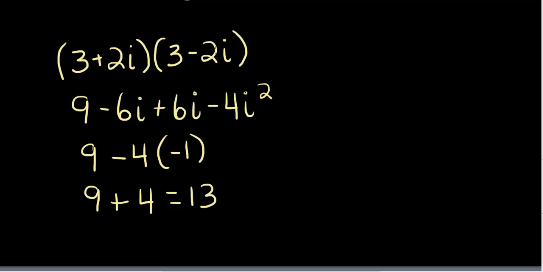If you can recognize this as a difference of two squares, then you can multiply just the first term and the last term. If you're not sure, then you can always use FOIL and it will always work. And that's it. In the next video, we are going to learn how to evaluate powers of i.